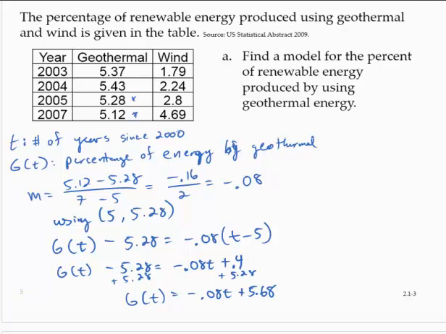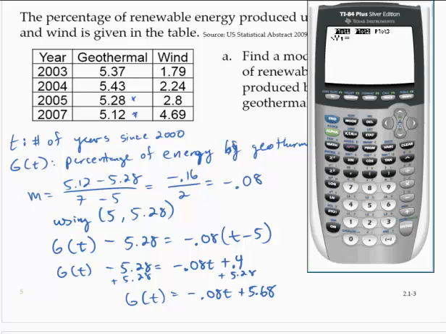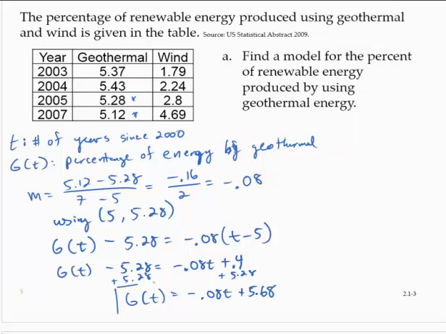Let's check that as our Y1. Let's call Y1 negative 0.08x plus 5.68. Let's graph that. All right, and that looks reasonable for our geothermal data. So we will accept it.